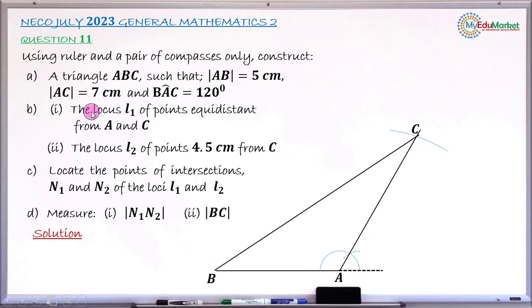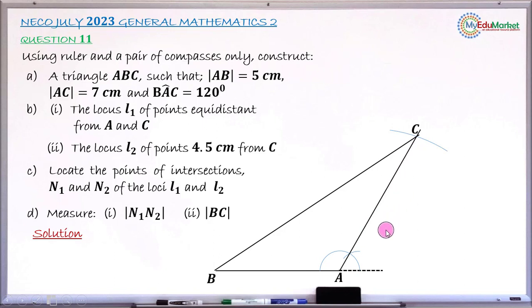So next we move to question B. We have two loci to construct. The first one is L1. L1 is the locus of points equidistant from the two fixed points A and C. A is a point, C is a point. Remember, the locus equidistant from two fixed points is nothing but the perpendicular bisector of the line connecting the two points. So I'm now drawing a perpendicular bisector of line AC.